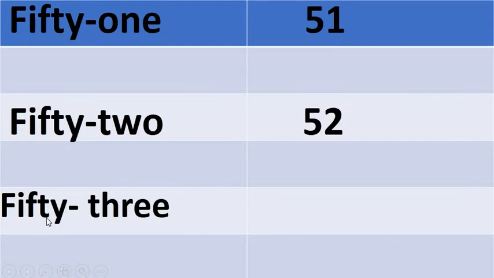Okay, next is F-I-F-T-Y, 50, T-H-R-E-E, 3, 53. Write in your notebook, make sure that first letter must be capital, okay. This will form number 53. In one column, you have to write number names, and in another column, you have to write the numbers with a very good and neat handwriting, okay.